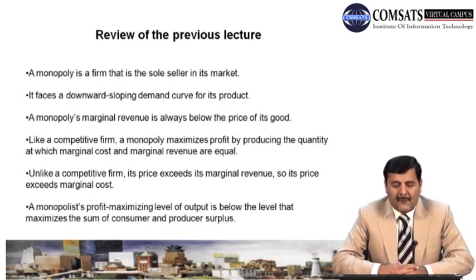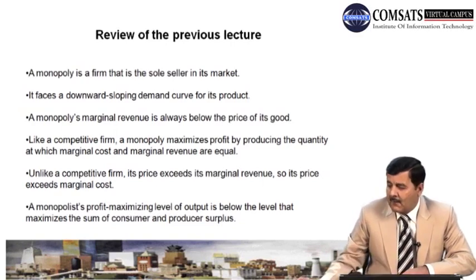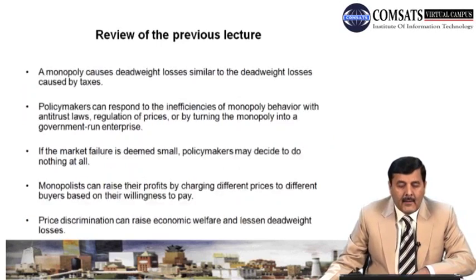A monopolistic profit-maximizing level of output is below the level that maximizes the sum of consumer and producer surplus. So a monopolistic firm always produces less than the efficient level of output, and because of this there is deadweight loss to the society, because the firm is producing less than its optimum level and charging a higher price as compared to perfect competition. So consumers, or society, face a problem in terms of welfare loss in case of monopoly.